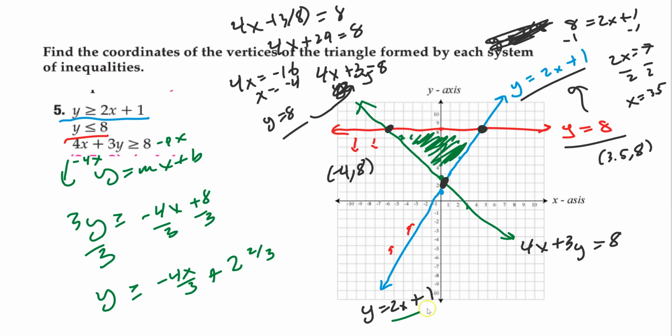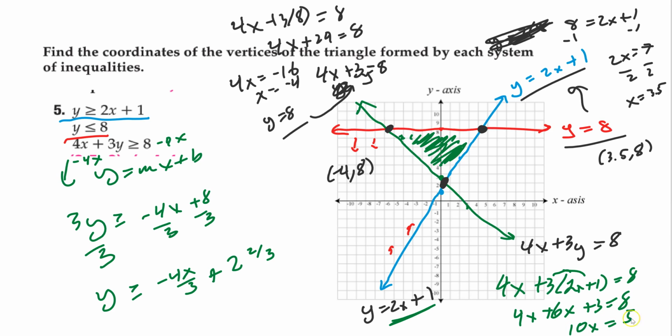Easiest way to solve it, substitution in this case. I already have y equals 2x plus 1, so you plug it in. 4x plus 3 times (2x plus 1) equals 8. Solve. So 10x equals 5, x equals 1/2. And then you plug it in, you'll get 1/2 and some number. I'll plug it in real quick. 1/2 and 2. That was actually pretty decent.